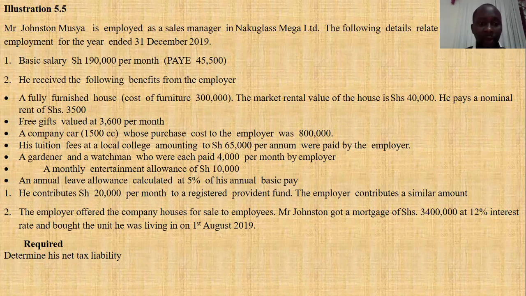Now, this house comes with furniture. Cost of furniture, 300,000 shillings. Now, the market rental value of the house is 40,000. And this guy is paying some nominal rent of 3,500. Free gifts of 3,600. Now, those free gifts should be ringing a bell to you.